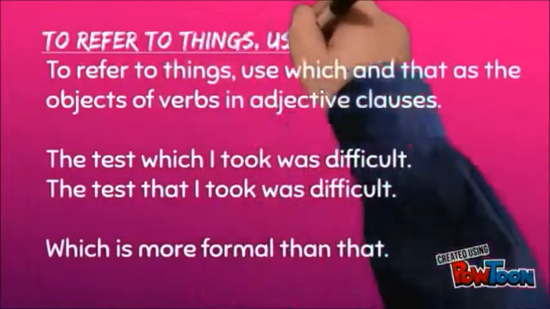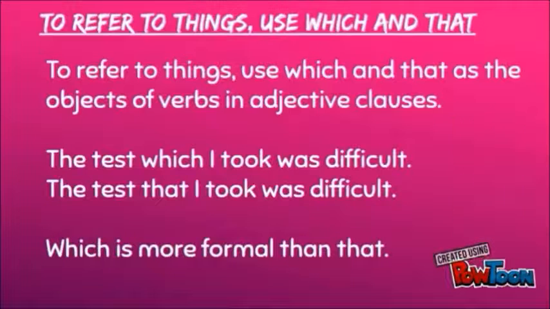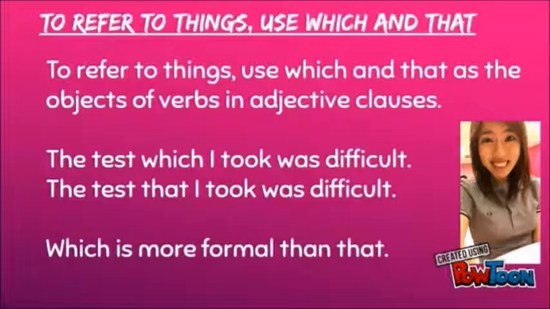To refer to things, we use which and that as the objects of verbs in adjective clauses. For example, the test which I took was difficult. Which refers to the object of the adjective clause, while test is the object. The same goes for the other example. That refers to the object of the adjective clause, while the relative pronoun which is more formal than that.